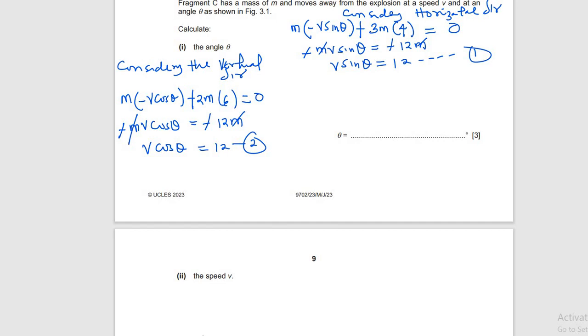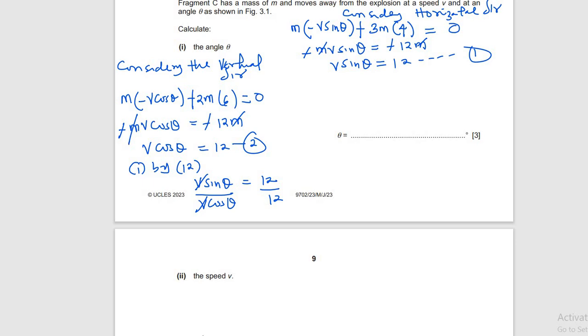We have two methods, but the easier one is to divide equation 1 by equation 2. V sine theta equals 12 is equation 1, divided by equation 2, V cos theta, which is also equal to 12. At the end of the day, V cancels out.